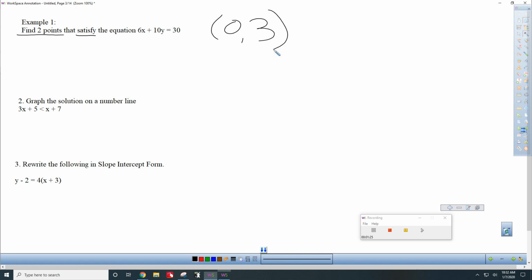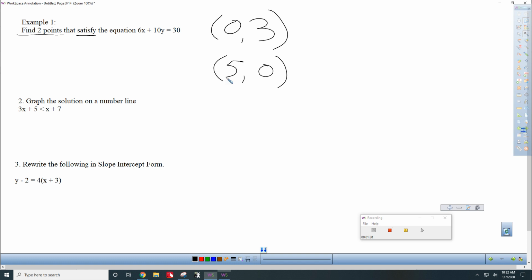Okay, now if I put in a 0 for y, what would I put in for x to give me 30? Excellent. Now, those are not the only 2 answers. There are infinitely many answers to that question, but those are 2 of them, and they asked me for 2. Does that make sense?